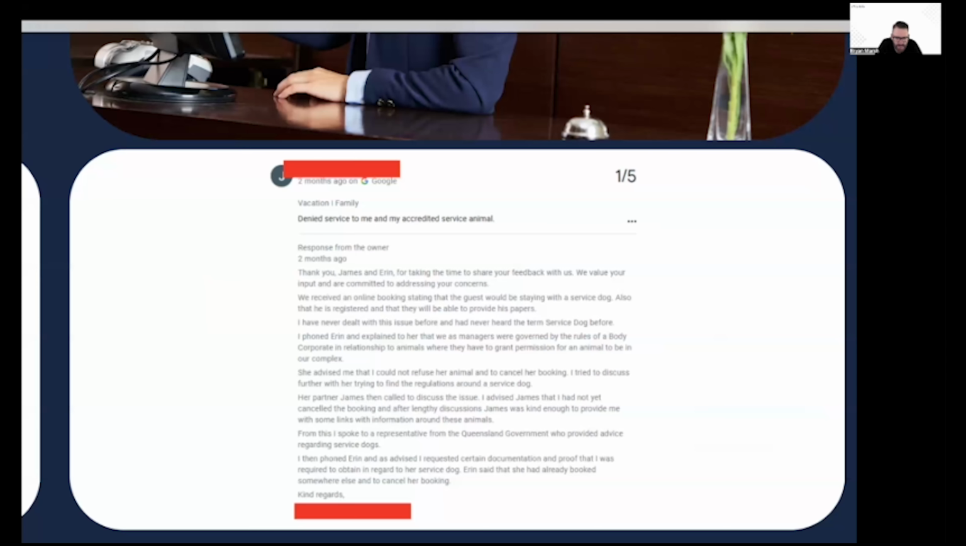I then phoned Erin, and as advised, I had requested certain documentation and proof that I was required to obtain in regard to her service dog. Erin said that she had already booked somewhere else and to cancel her booking. Yes, okay, she lost the booking. I get it, but it highlights the depth, the length that this person went to.